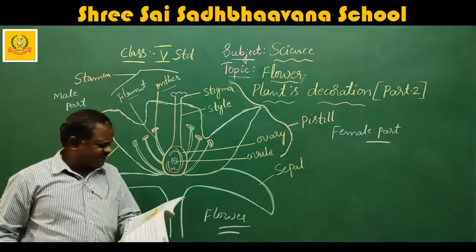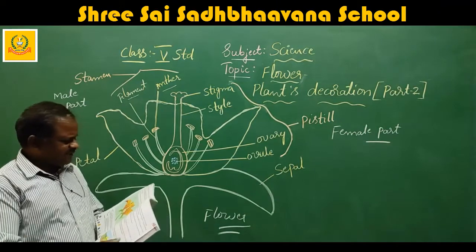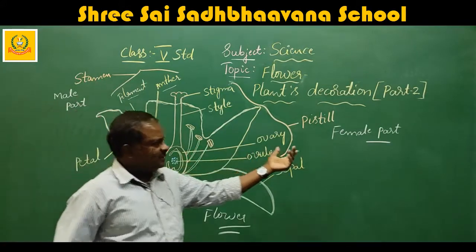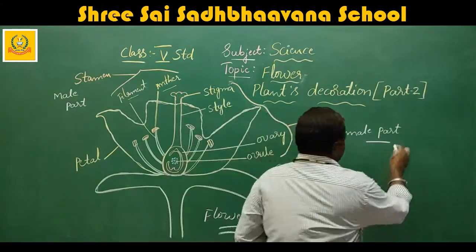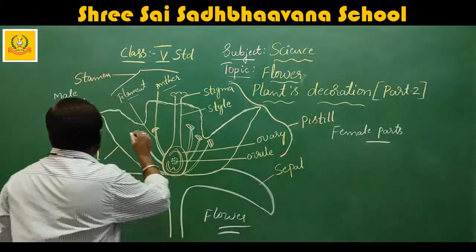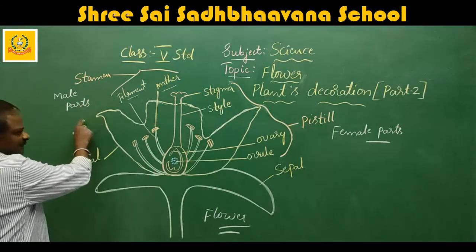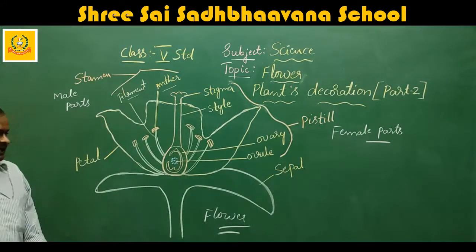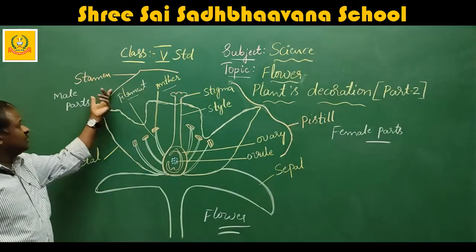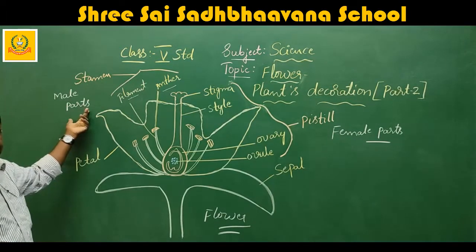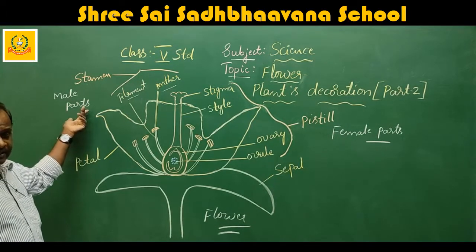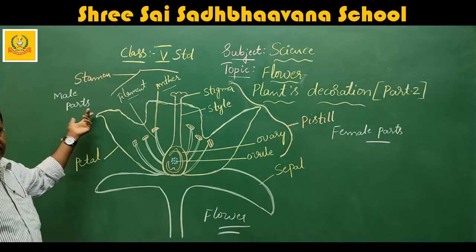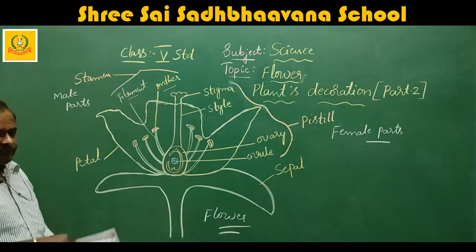The parts of any flower are separated into male and female parts and other parts. The flower is divided into male parts, female parts and other parts. Here first we will discuss what the male parts are and what the functions of the male parts are.